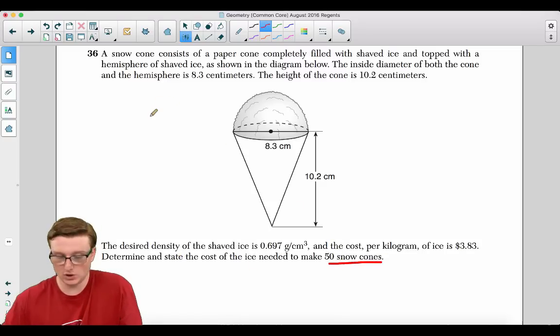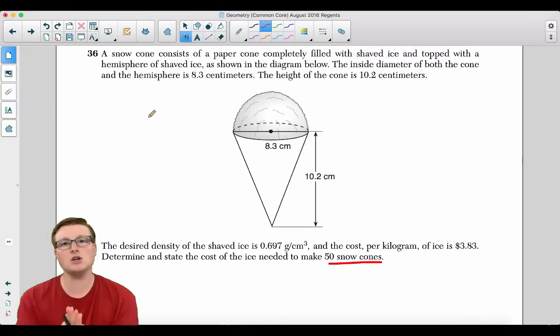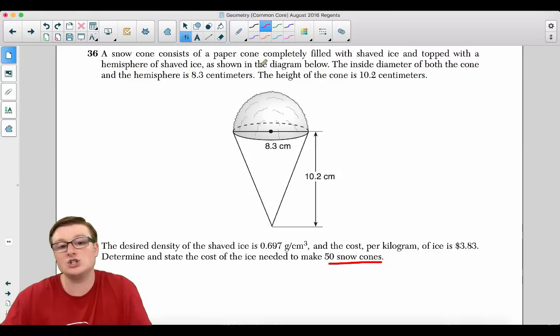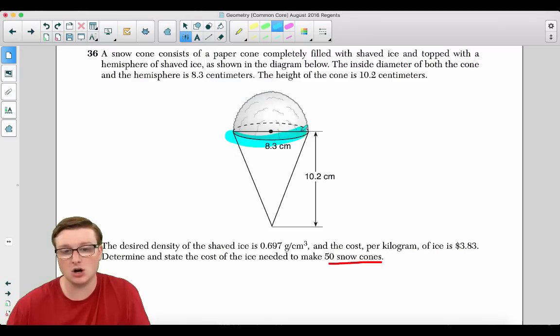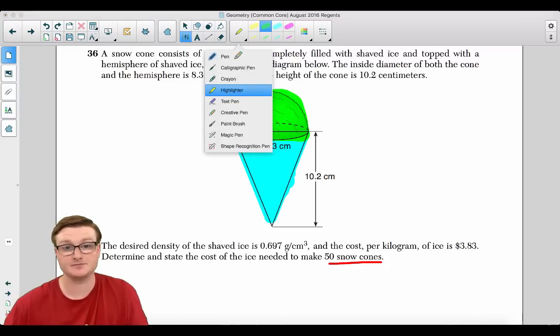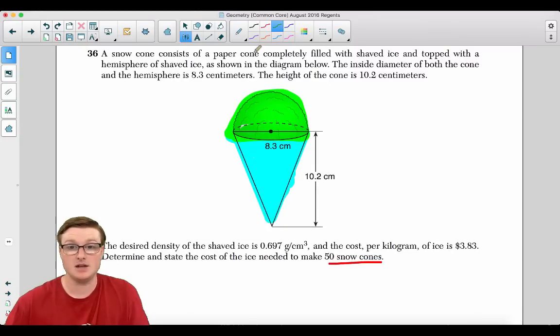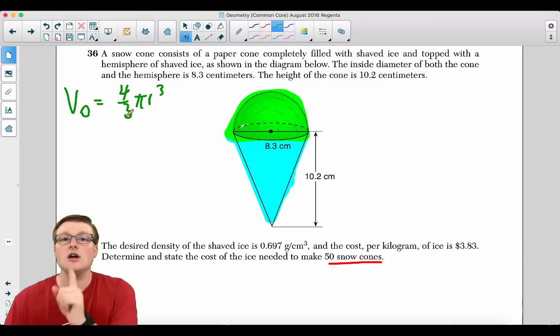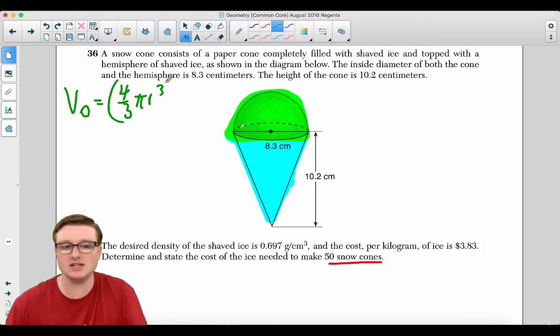Okay, so first and foremost, we need to find the volume of this whole snow cone for one snow cone. It's the volume of the cone plus the volume of the hemisphere. We have to add those. So let's do that right now. So the volume of the hemisphere is going to be 4/3 pi r cubed. However, that's a volume formula for a sphere. A hemisphere is 1/2 of a sphere. So we have to multiply by 1/2. Just keep that in mind.